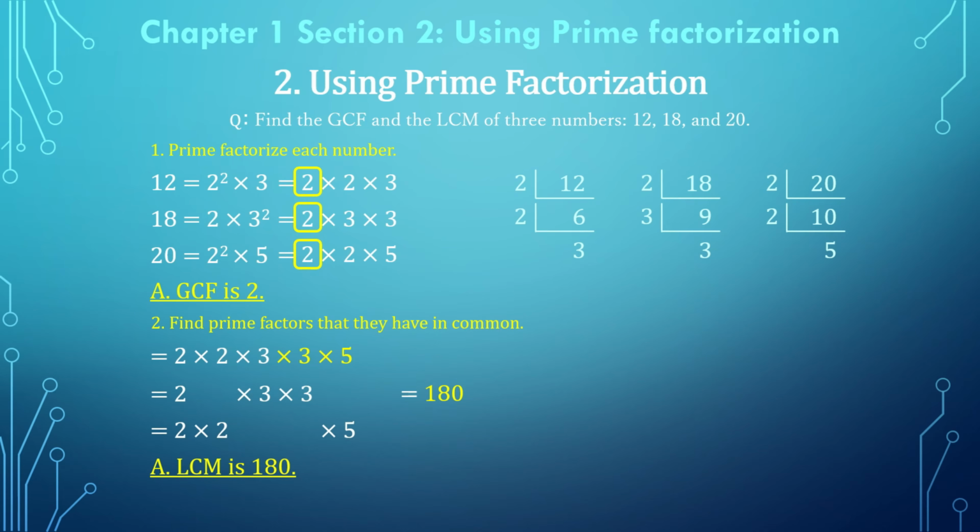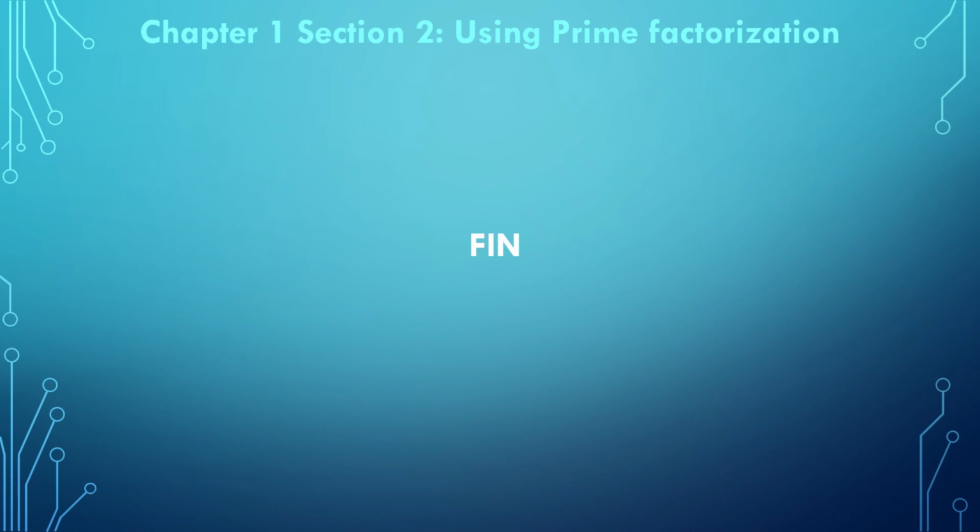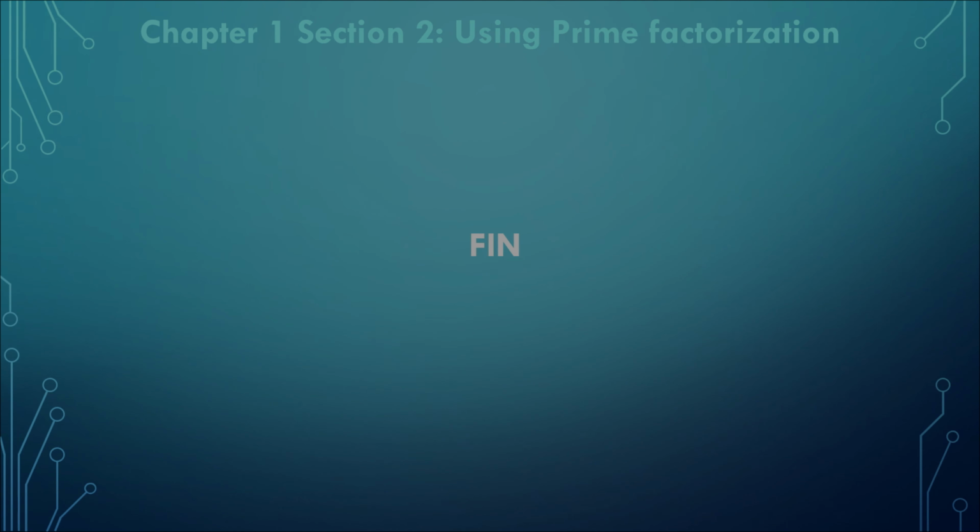No matter how many numbers you are given, you can find the GCF and the LCM using prime factorization. This is the end of the section. If you can do this, you can factor out the greatest common factor from the expression to simplify the calculation. So try to get used to it.